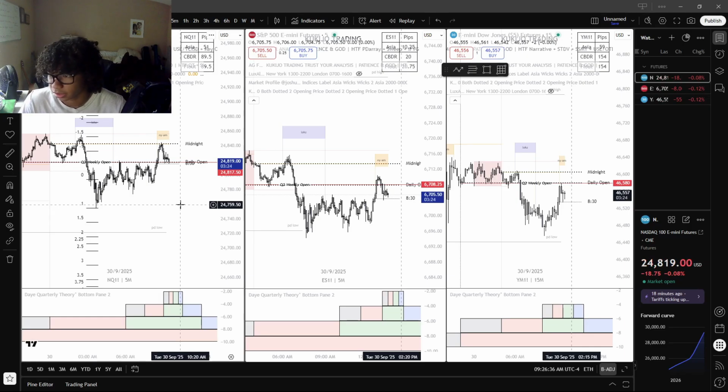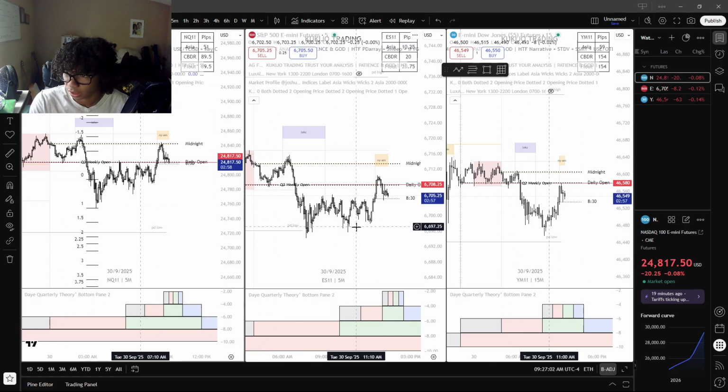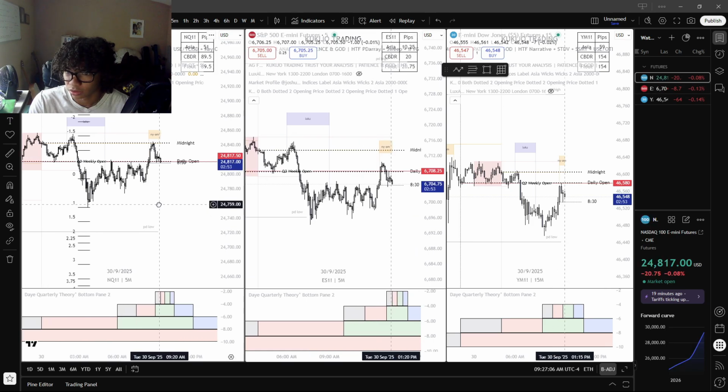I don't have a set bias yet. How my strategy works is that with Monday and Friday, I rely on midnight open to tell me whether we are bullish or bearish. But from Monday to Thursday, I rely on the quarter two weekly open, which is right here. I marked it out on all the correlating futures assets.